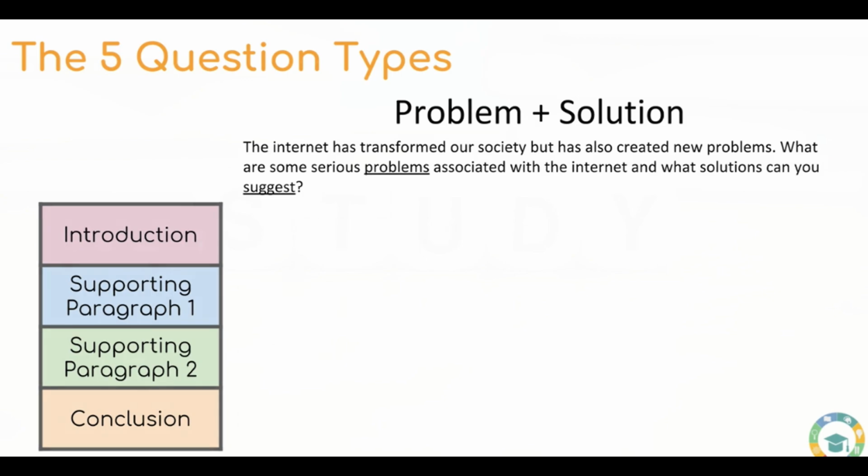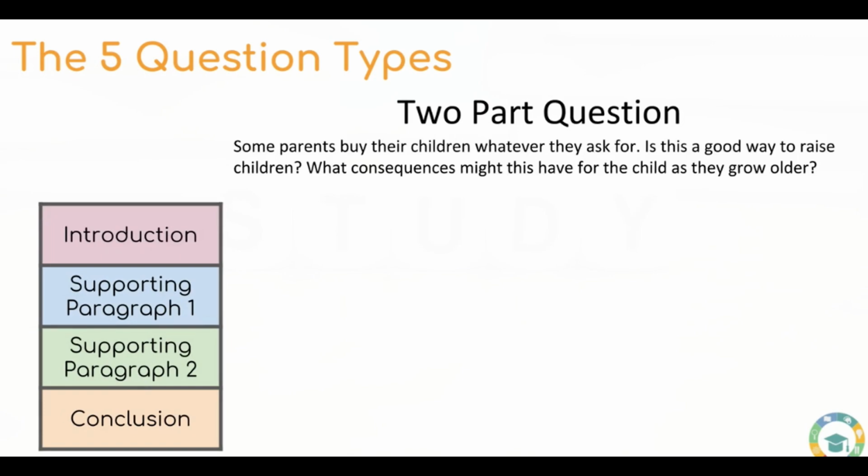Now on to number 5, which is the 2-part question. Some parents buy their children whatever they ask for. Is this a good way to raise children? What consequences might this have for the child as they grow older? Now, it's quite easy to see that there are 2 questions or 2 question marks in this question type.